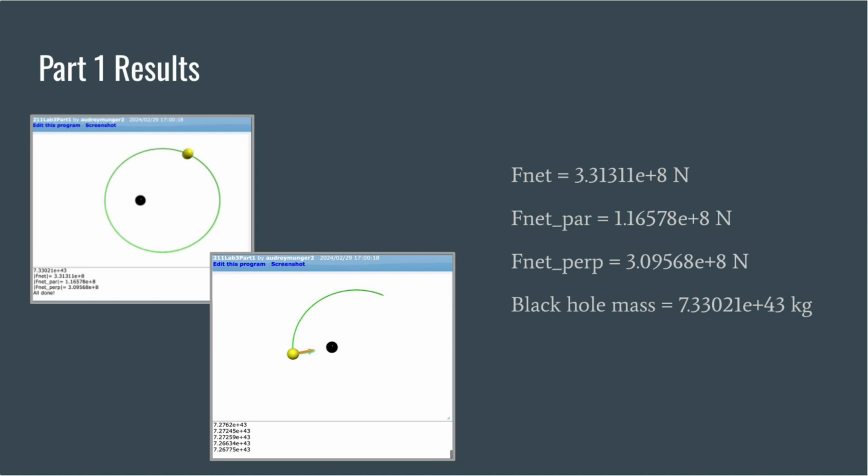From the coding in Part 1, I got my results as F net is equal to 3.31 times 10 to the 8th, and F net parallel is equal to 1.17 times 10 to the 8th. I also got F net perpendicular equal to 3.1 times 10 to the 8th, and the mass of the black hole is 7.33 times 10 to the 43rd. On the left, you can see some screenshots I took of the orbit while it was running.